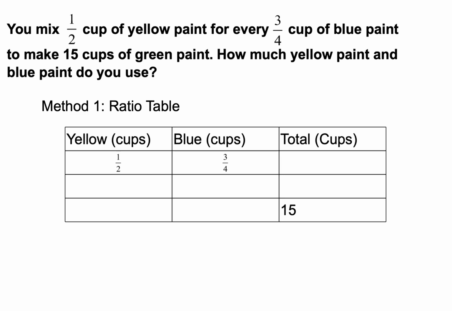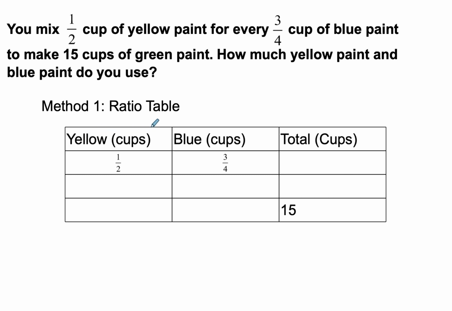All right, let's take a look at our next example. This is definitely the trickiest type of problem in our lesson today. So we've got a ratio with a few different parts that we're going to compare. I'm going to show you two different methods for solving this type of problem. So here's the problem. You mix 1/2 cup of yellow paint for every 3/4 cup of blue paint to make 15 cups of green paint. How much yellow paint and blue paint do you use?